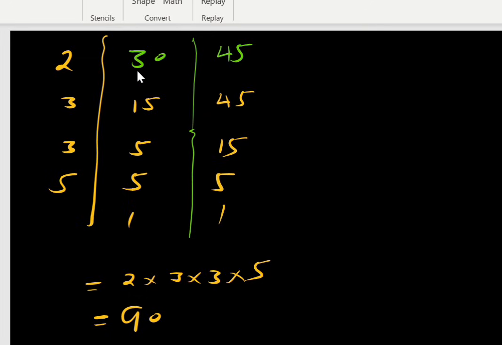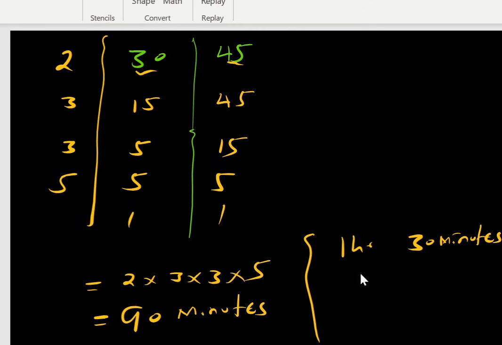And since 30 and 45 were in minutes, therefore it is 90 minutes. The bells will ring together after 90 minutes. You can convert minutes into hours. So you know that 1 hour is equal to 60 minutes. So in 90 minutes, we are going to have 1 hour and 30 minutes. So this means the bells ring together after 1 hour, 30 minutes. So after every 1 hour, 30 minutes, they're going to ring together.